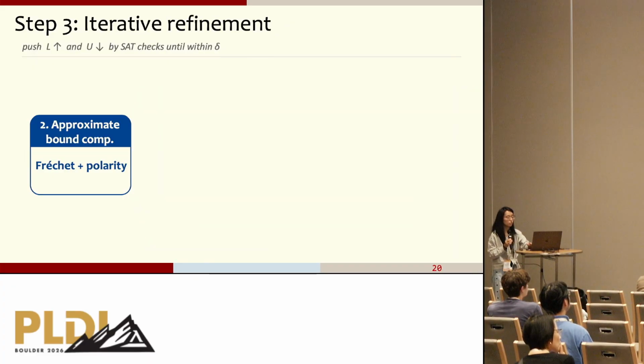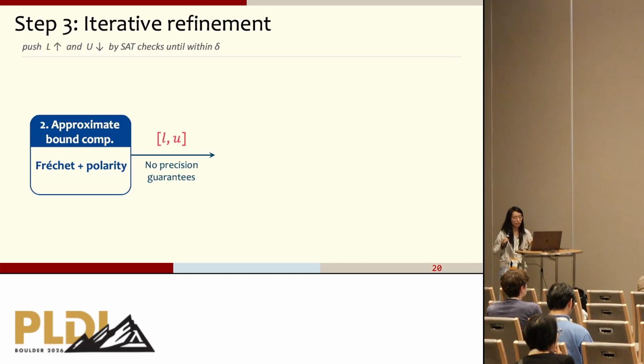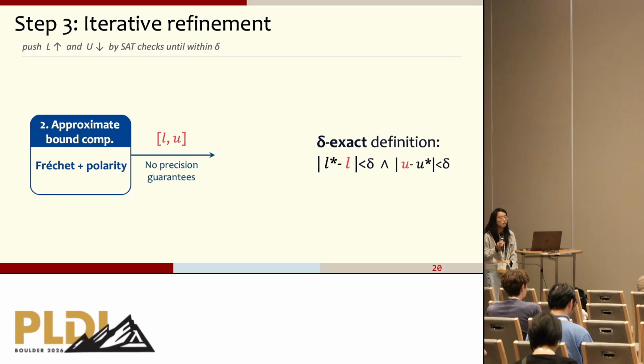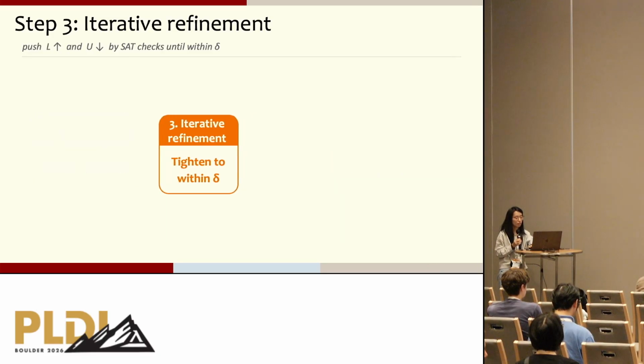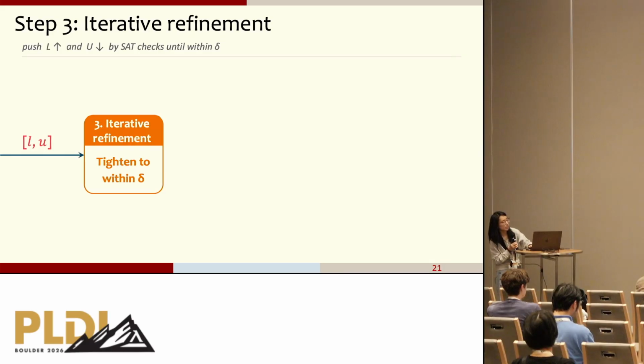Okay, so this bound we generated is guaranteed to be sound, but there are still no precision guarantees. Remember that we want our bound to be delta exact, which means the bound should be within delta distance from the ground truth. So this inspires us to develop the third step, which is to iteratively refine the bound until it is within delta distance of the ground truth. So let's start with step 3.